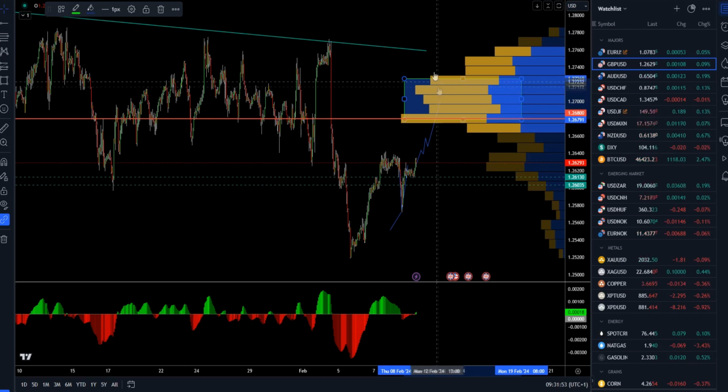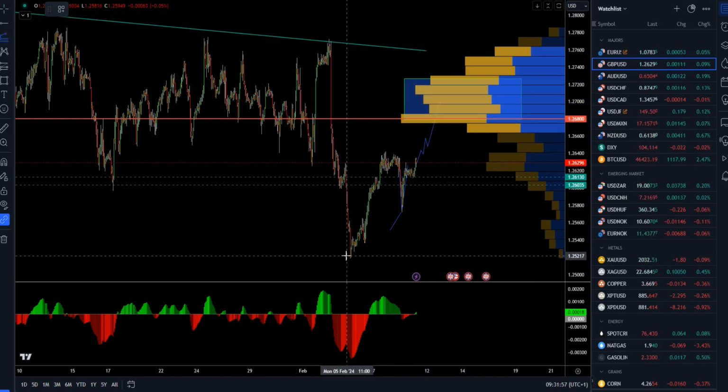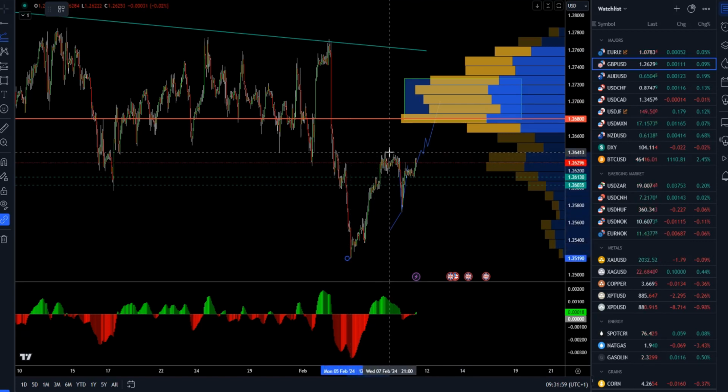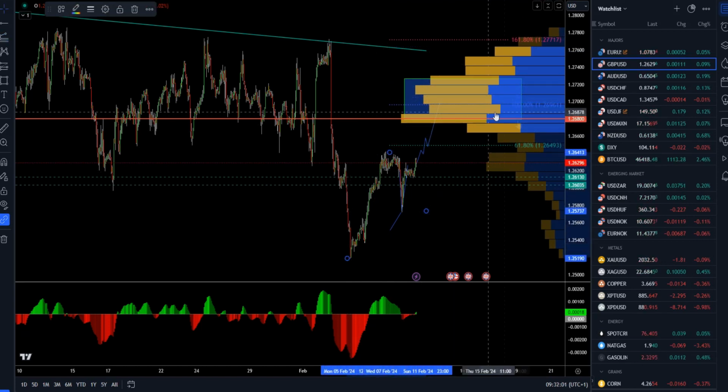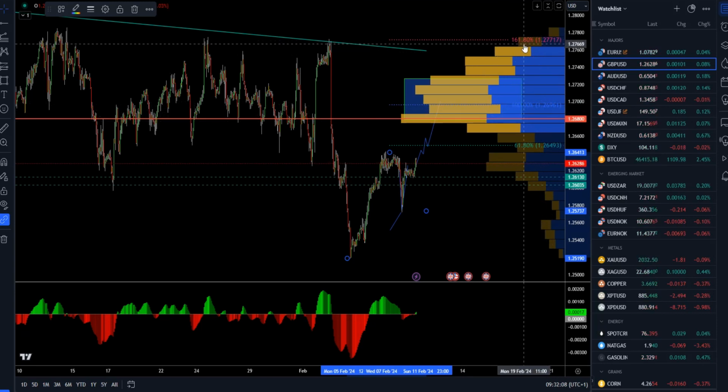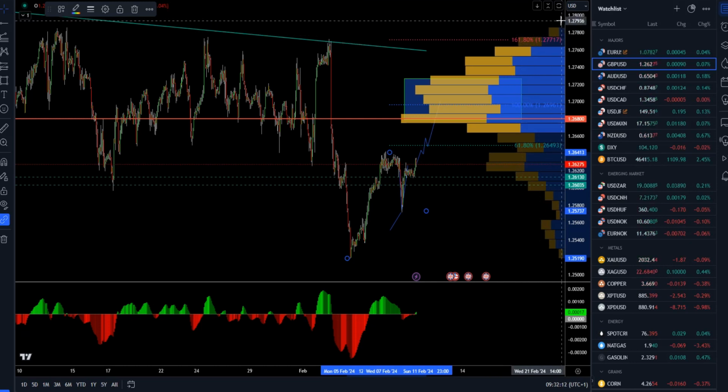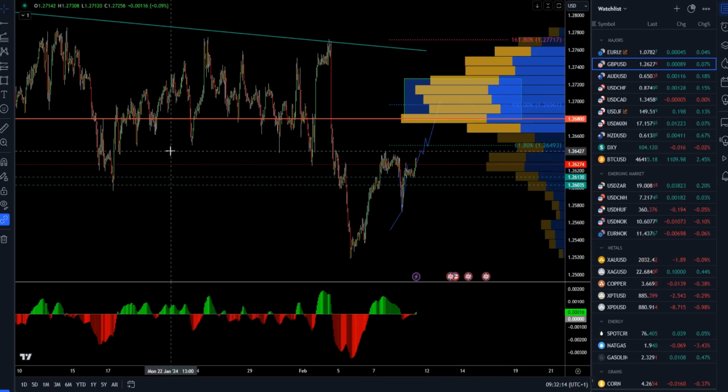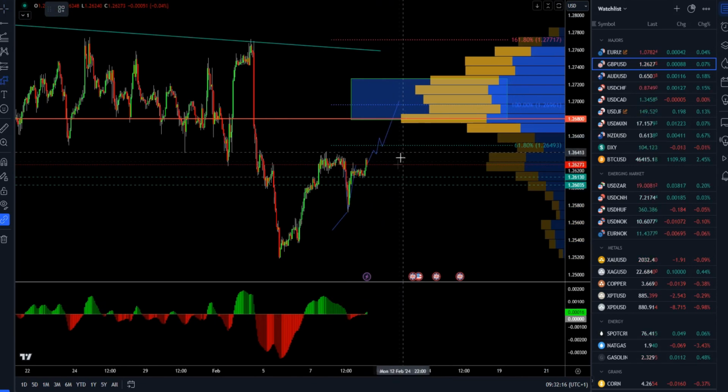and retest that. We can also use the Fibonacci expansion tool and add it from this low, this high, and this low, and you can see the 100% is around the 1.2700 mark, and then the 161.8 expansion is at the 1.2770 mark. So that's the primary scenario.